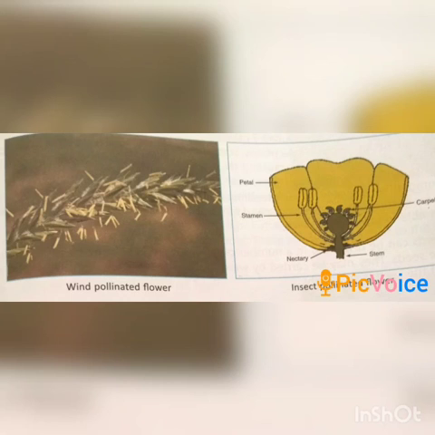So students, we have completed sexual reproduction in plants today. So that's all for today. Only one topic, seed dispersal, is left, that we will discuss in the next class.